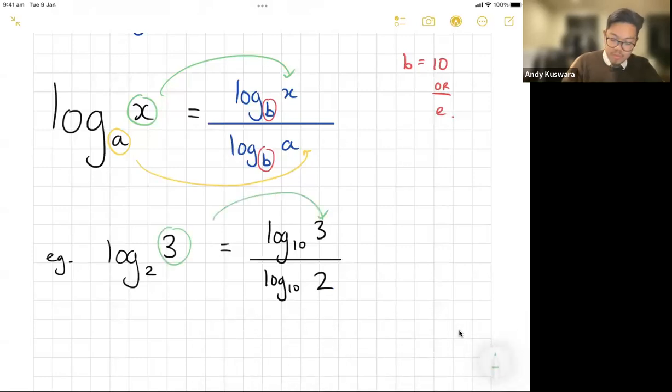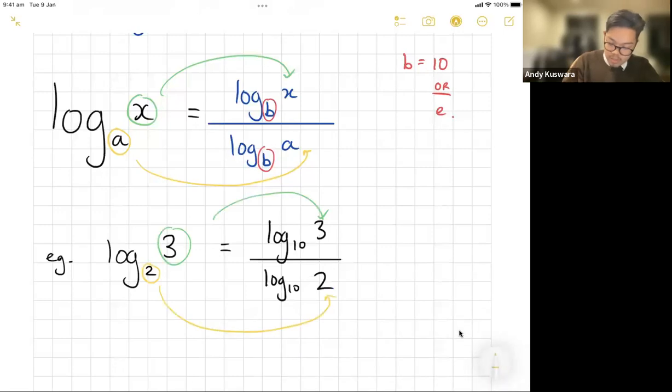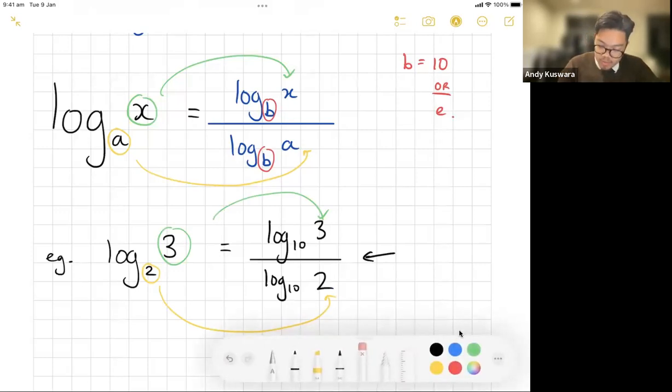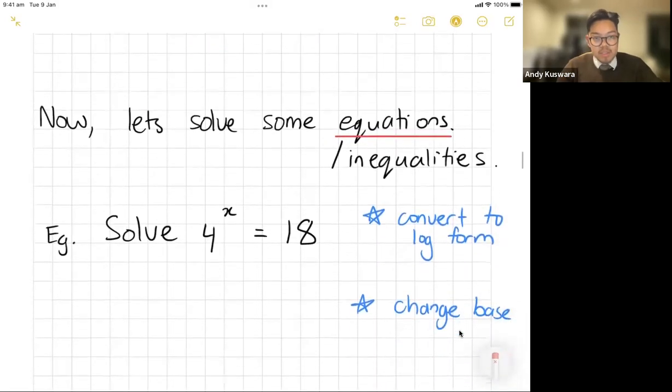Hopefully you can see I've done something similar here. The numeral ends up on top and my base ends up on the bottom. And there's the way that I change my base. Now, theoretically, I can put this in my calculator and find some sort of amount. That means I can get a little bit more exact than I would have in the past, and that's my answer.